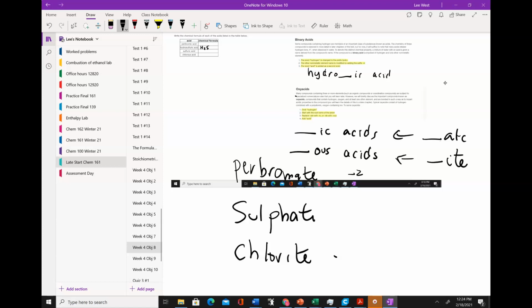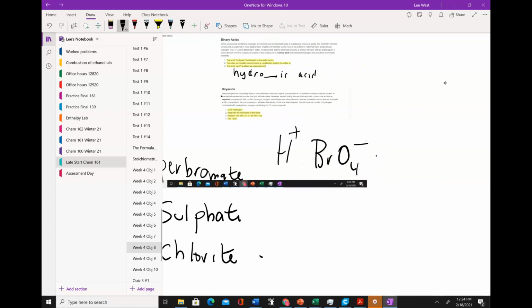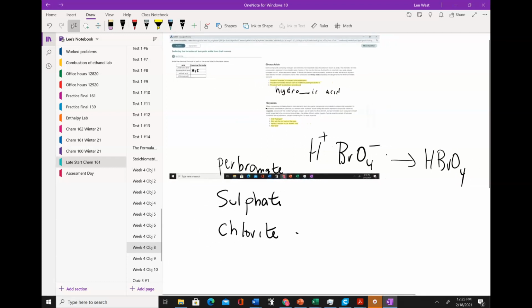So I will have to have a look in my table of polyatomic anions to figure out what these things correspond to. So perbromate is that anion BrO4-. So when it makes an acid with hydrogen ions, they're going to combine 1 to 1 because they have equal and opposite charges. You need 1 H+ for every negative charge. So perbromic acid is this guy.